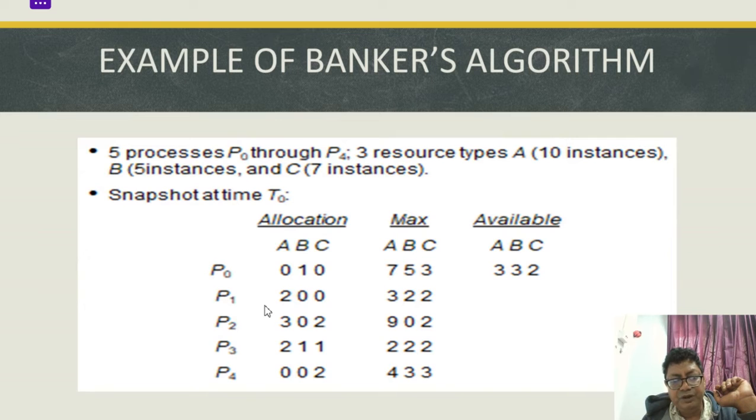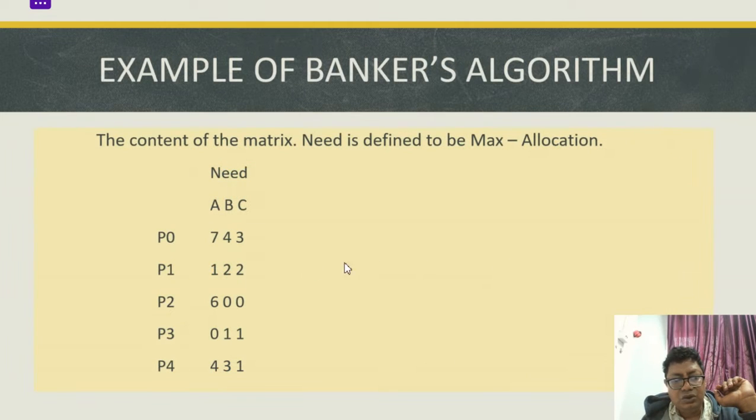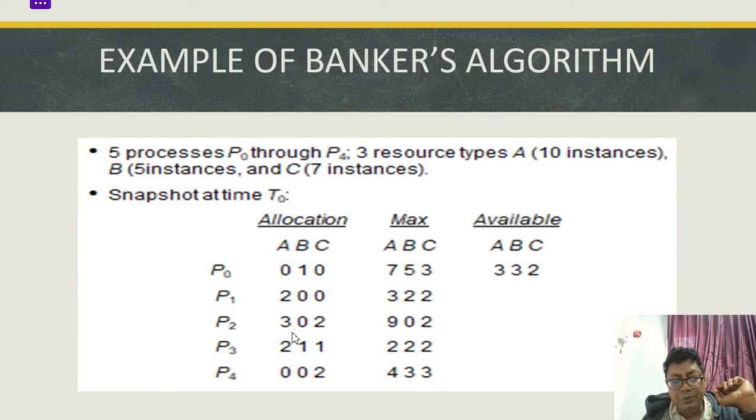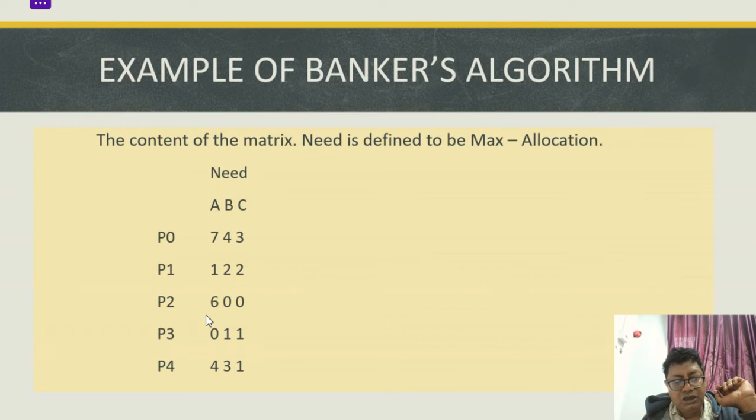Similarly, if we calculate for P1, it is 3 minus 2 is 1, 2 minus 0 is 2, 2 minus 0 is 2. So 1, 2, 2. That is the need matrix for P1 to execute the entire process and terminate it. So we write down 1, 2, 2. Now we look at P2. It is 9 minus 3, that is 6. 0 minus 0 is 0. 2 minus 2 is 0. So it is 6, 0, 0. Now look here. It is 6, 0, 0. It is clearly visible.